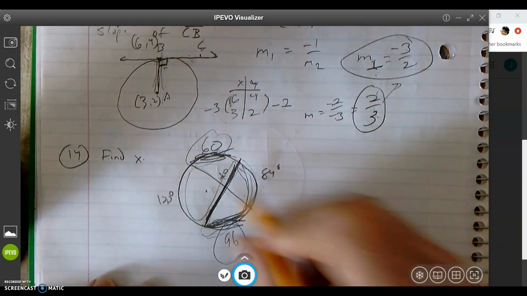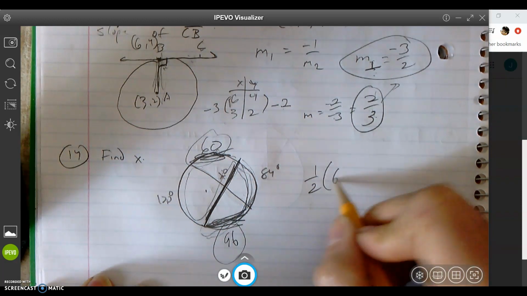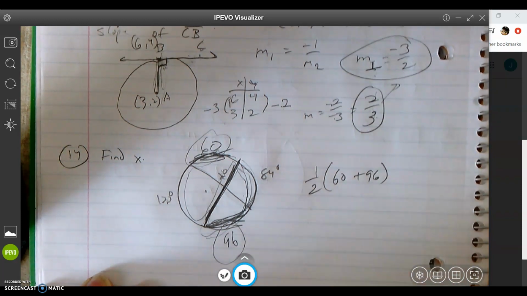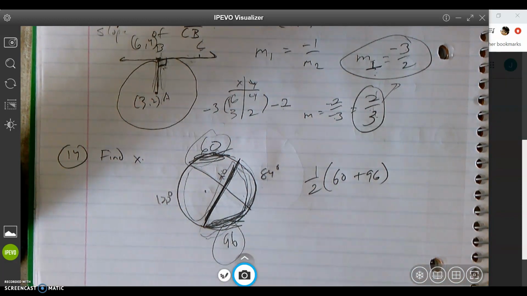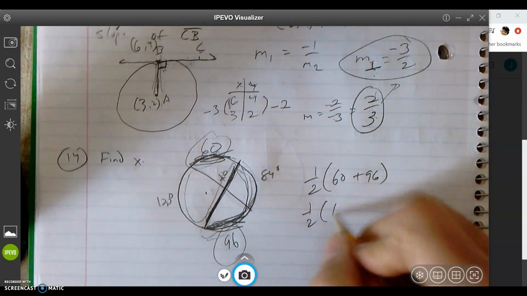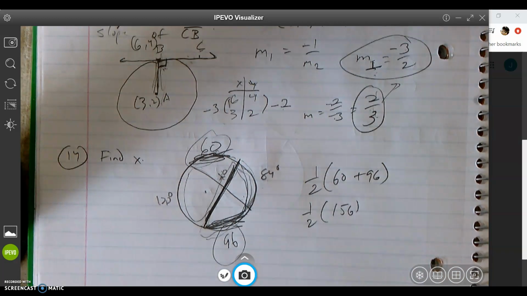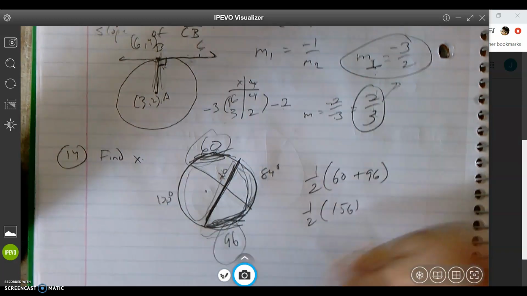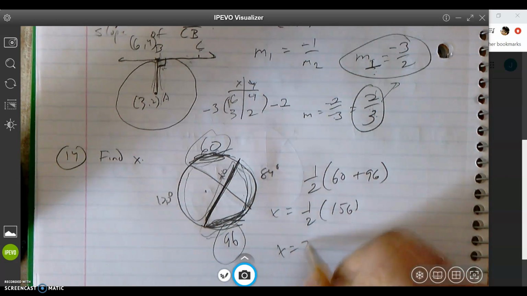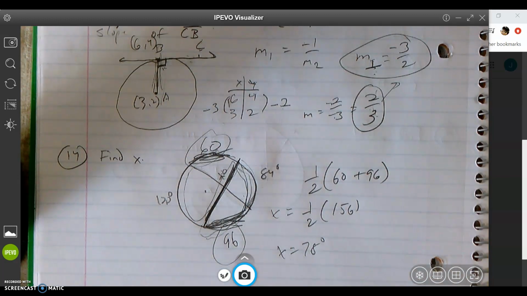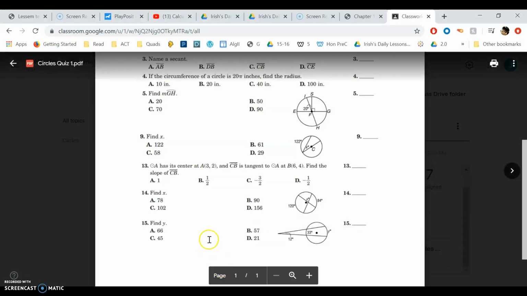So x is going to be 1/2 of 60 plus 96. So 60 plus 96 is 156. Half of 156 is going to be 78. So x is going to be 78 degrees. Cool. So that answer is A. 14 is A. Got it.